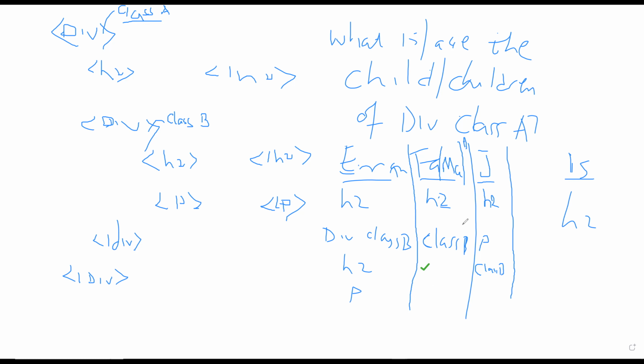The reason is very simple. I said children, child or children. This is a class A, this one here. And the direct children of this div of class A are this H2 and this div. This H2 and P are grandchildren to this. But the children are just H2 and this div with class B.